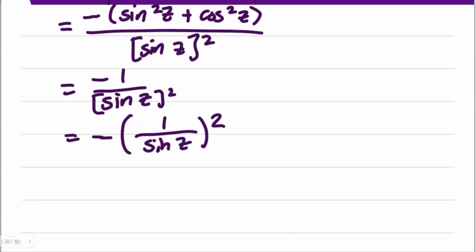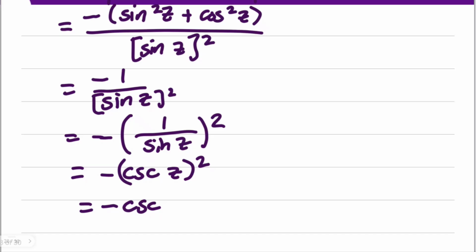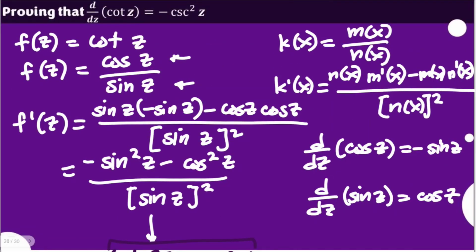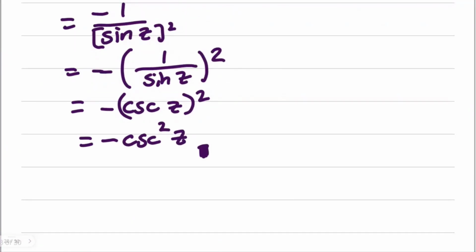We know that 1 over sine z is equivalent to cosecant z, and we have negative again, cosecant squared z, which is this form. Again, the negative is not inside, so it's still the negative of the square of cosecant z. This is the proof that the derivative of your cotangent z, using the rule on differentiating a quotient, is equal to the negative of cosecant squared z.